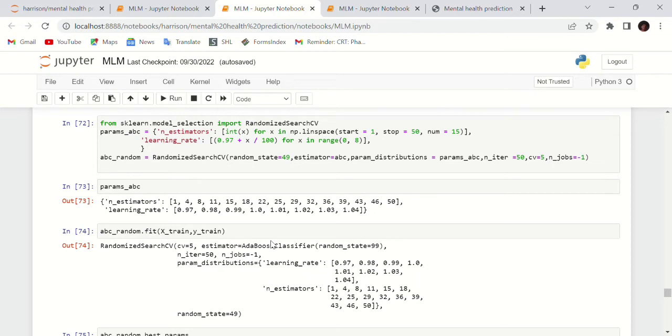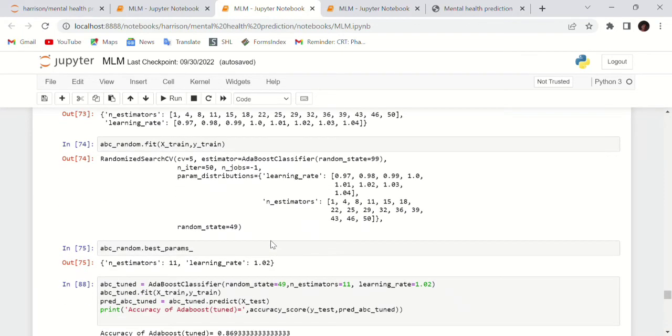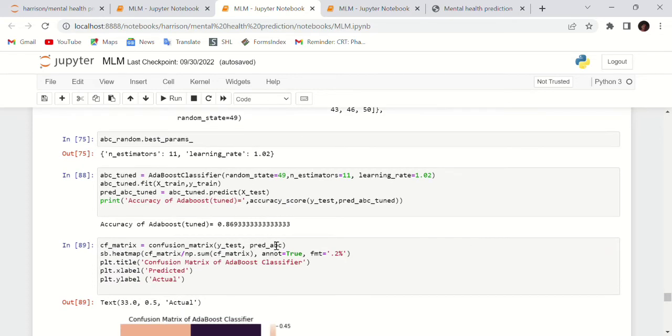Next, let us fit our data and check what the best hyperparameters are using the best params attribute. So our model will perform best when n estimators is equal to 11 and learning rate is equal to 1.02. Let us add these values to train our model, make predictions and check accuracy. We observe that accuracy has increased by approximately 0.5%, though this is not a very great improvement. It's at least better than our previous model.